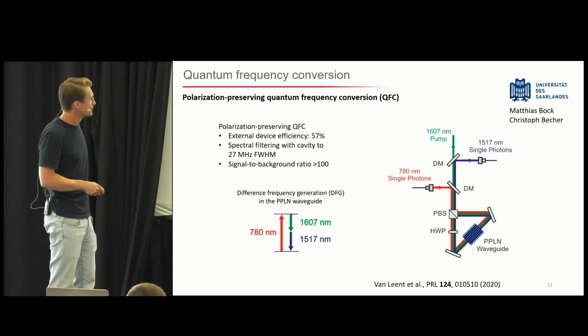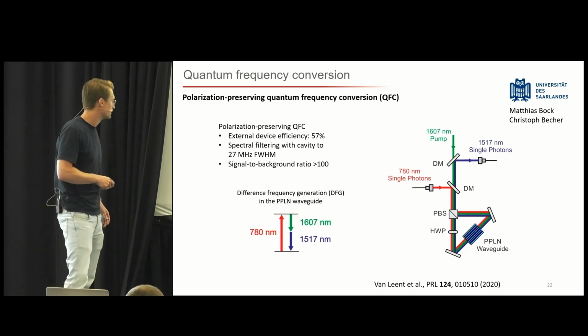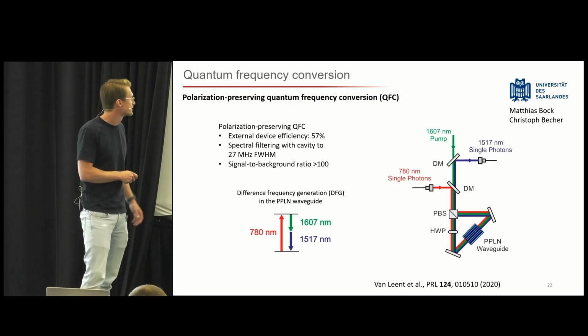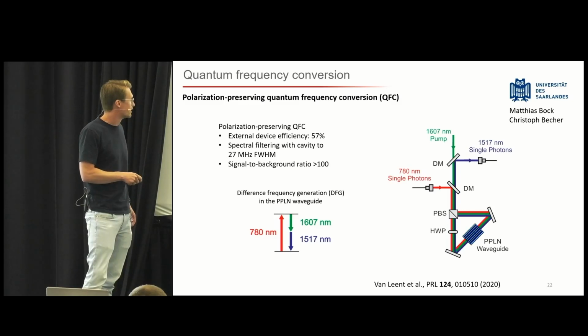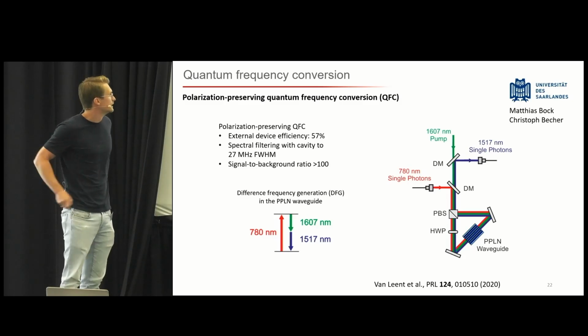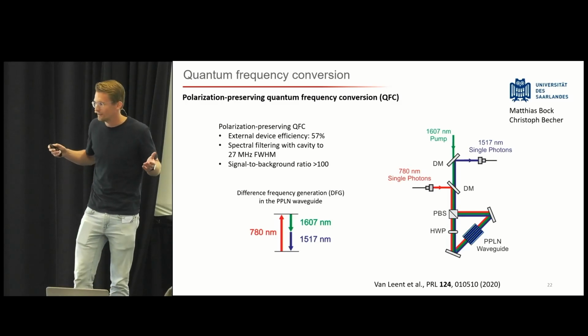So what do we use here? We use a PPLN waveguide, and in the PPLN waveguide, we have difference frequency generation. So we have 780 nanometer photons coming from the rubidium atoms. We mix them with this pump field at 1607 nanometers, and then we convert our photons to 1517 nanometers. The process of this conversion is actually polarization dependent.